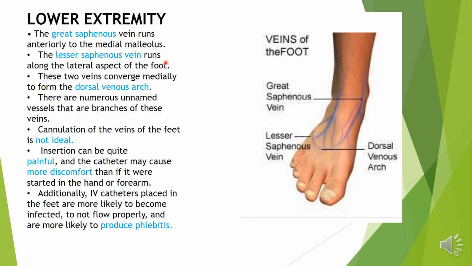Then coming to the lower extremity, we can use the great saphenous vein on the medial side. On the lateral side we have the lesser saphenous vein. Both of them unite together to form the dorsal venous arch with several unnamed veins. These are the unnamed veins. So these veins can be used for venous cannulation in the lower extremity.